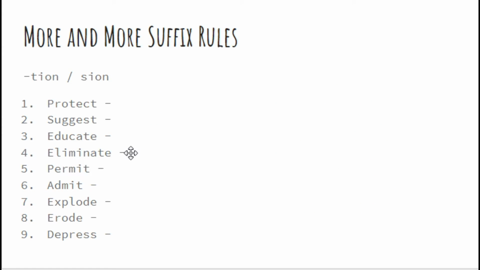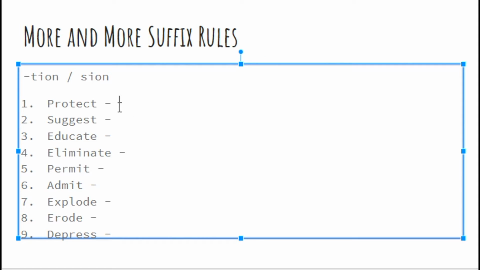Okay, here are our last set of suffix rules. Okay, protect. Protection. I will go through the T-I-O-N first. Okay, so we'll go from top to bottom. If it ends with a T, easy peasy. You know that it's going to be a T-I-O-N. So you just keep it the same, just add the I-O-N.